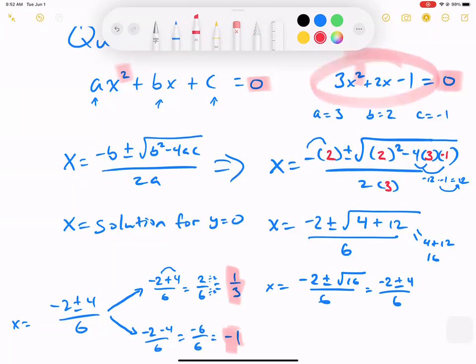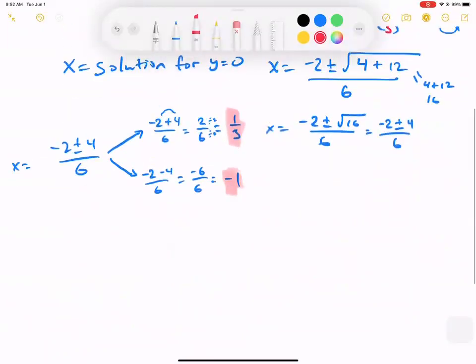So this is our technique for solving quadratics. We don't have to be able to factor. We don't have to complete the square. We just use this formula. So if I say solve by quadratic formula, you have to use this method. Let's practice this method a couple more times.